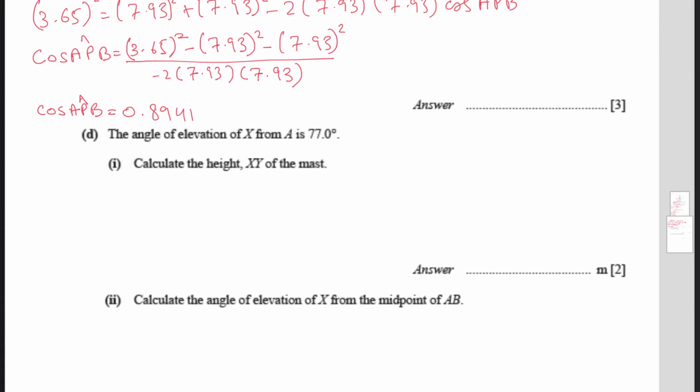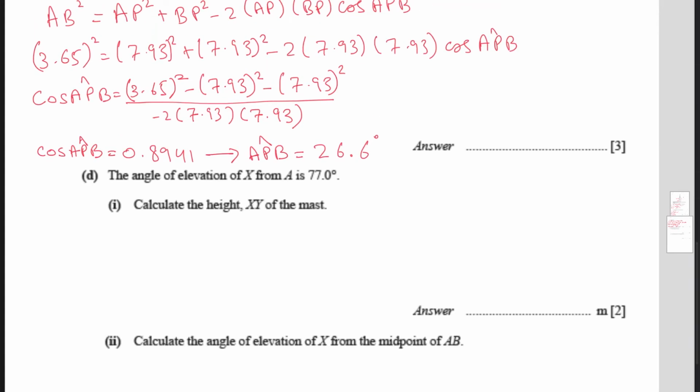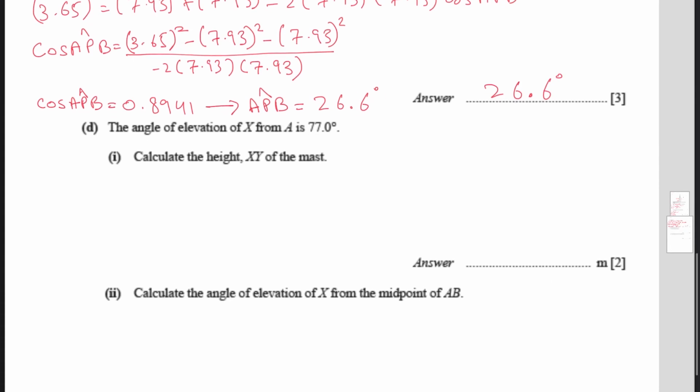0.8941. Then you do cos inverse and you find the angle of APB. Let's see what cos inverse of this value is. Cos inverse of this value gives you 26.6 degrees. So the answer in this question is 26.6 degrees. Okay, let's move on.